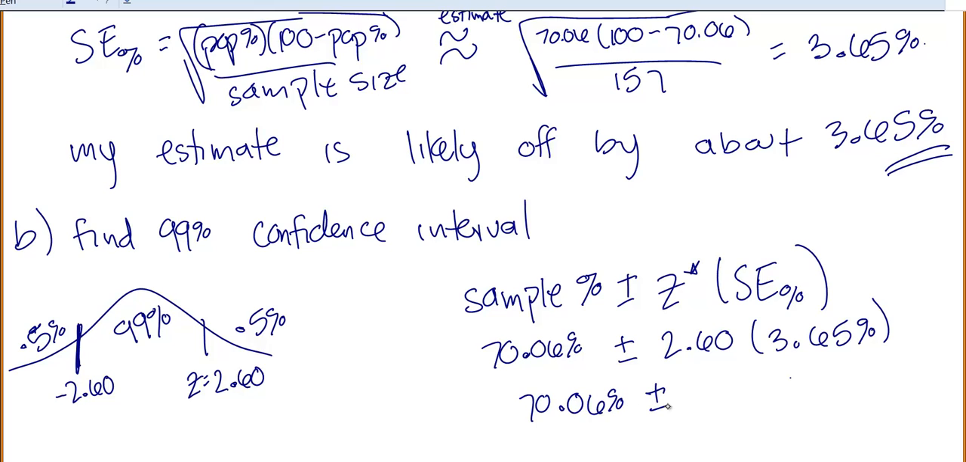So 2.6 times 3.65 is 9.49. Okay, so now I'll do 70.06 minus 9.49. That gives me 60.57 to, and if I do the add, 79.55.